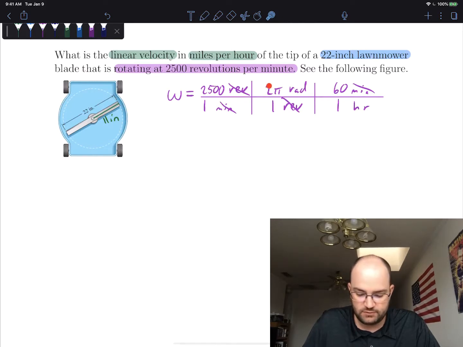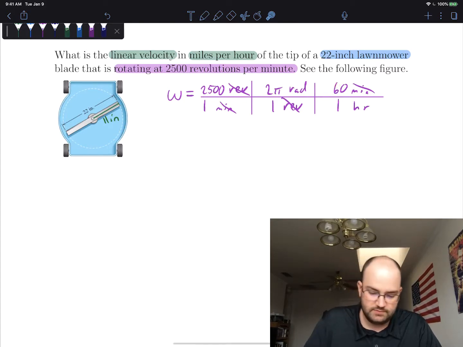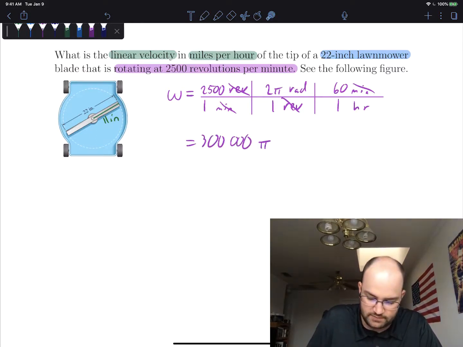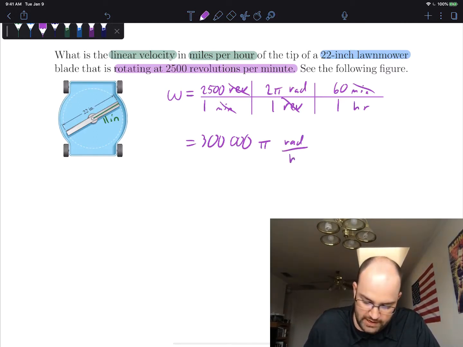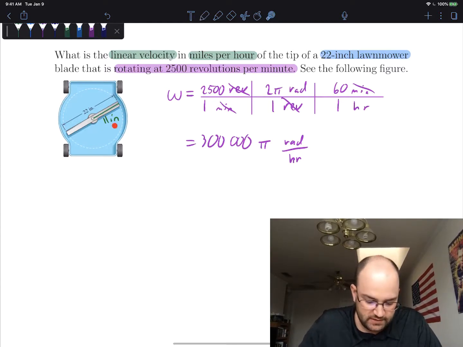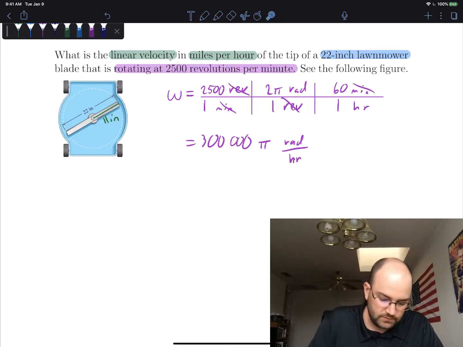So 2,500 times 2 is 5,000. 5,000 times 60 is what? 300,000. So this is going to be 300,000, and then the pi, don't forget the pi right here. And the units would be radians per hour. Now that's really large, and a lot of people freak out about that, but it's really not that bad, because the units here for the lawnmower blade are in inches, and we want this to be in miles. So, we need to figure out what R is going to be.